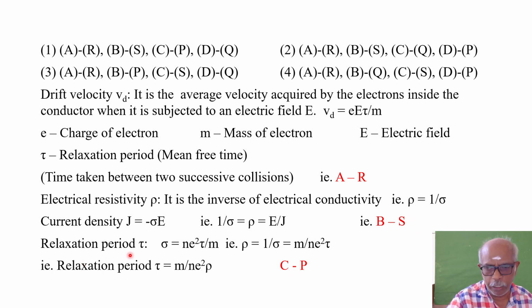Then relaxation period tau. You know that the value of sigma is given by the expression Ne square tau divided by M. What is n? Not current density, but number of electrons per unit volume, the electron concentration. So sigma is Ne square tau by M. So rho is equal to just the inverse, 1 by sigma, that is equal to M divided by Ne square tau. That way, C is matching with P. So A is matching with R, B is matching with S, C is matching with P.